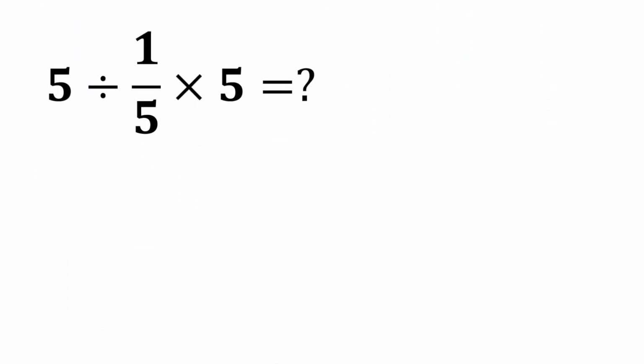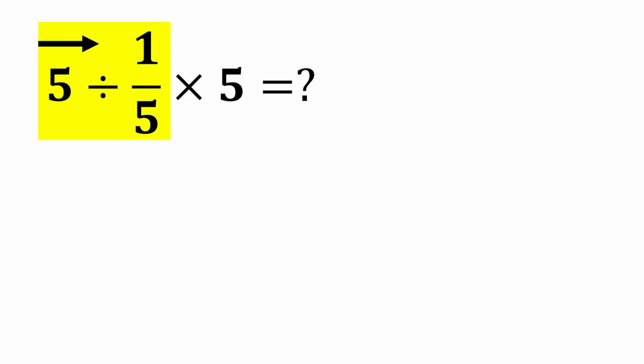The expression is 5 divided by 1 over 5 multiplied by 5. In this expression, we have both multiplication and division. According to PEMDAS, since multiplication and division have equal priority, we solve them from left to right. Now, in this expression, if we move from left to right, we reach the division first. So, we perform the division first, and then we perform the multiplication. 5 divided by 1 over 5.